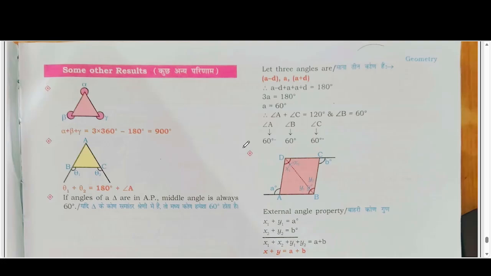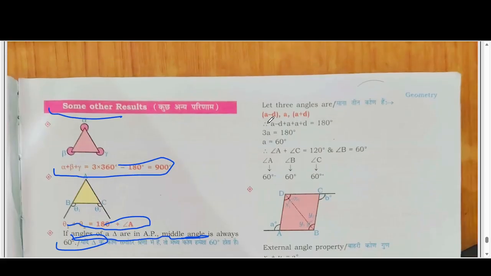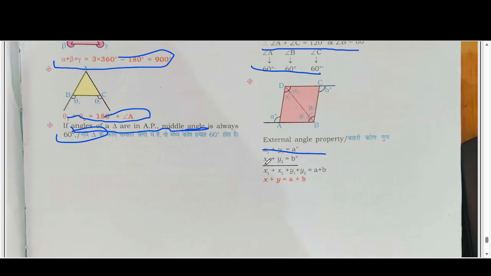And these are some other results of today. The sum of the angles of a triangle is 180 degrees. The sum of the exterior angles of a triangle is always 360. If the angles are in a ratio, for example, angle A plus B is 120, and each is 60. The exterior angle property: x plus y is equal to A plus B.